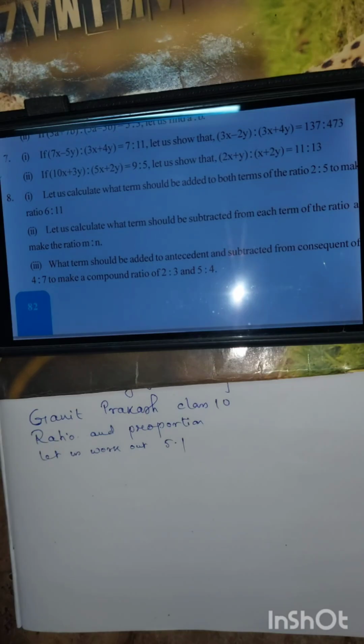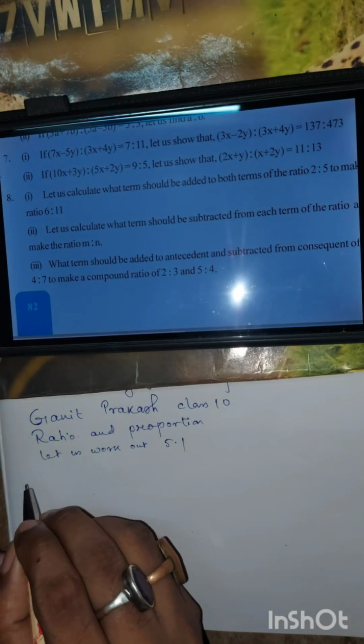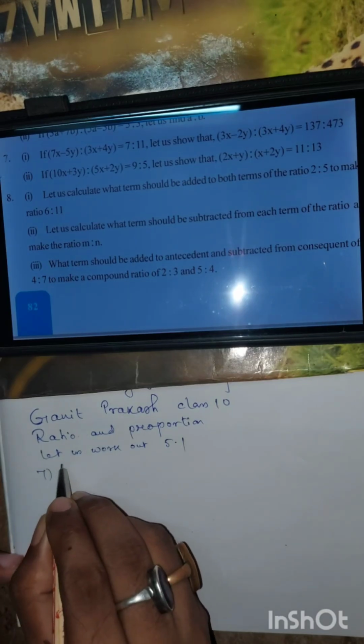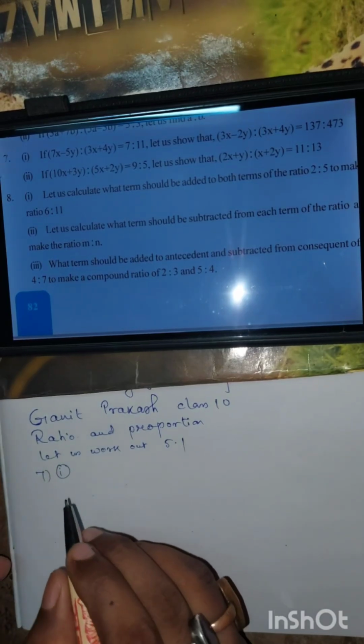If 7x minus 5y is to 3x plus 4y is equal to 7 is to 11, then let us show that 3x minus 2y is to 3x plus 4y is equal to 137 is to 473. Question 7, Roman 1.